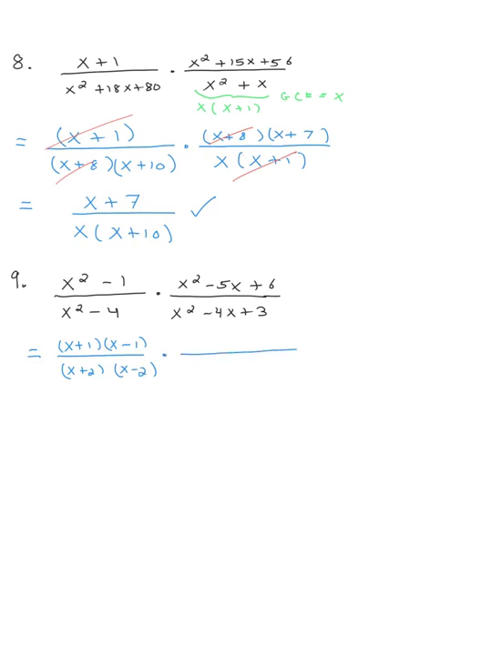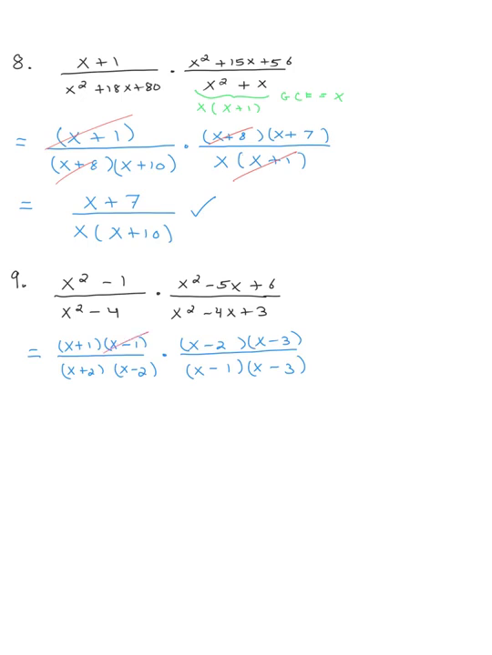That's being multiplied to x minus 2 times x minus 3. The product is positive 6 and the sum is -5. For this last one, it's got to be a -1 and a -3. The product is positive 3 and the sum is -4.